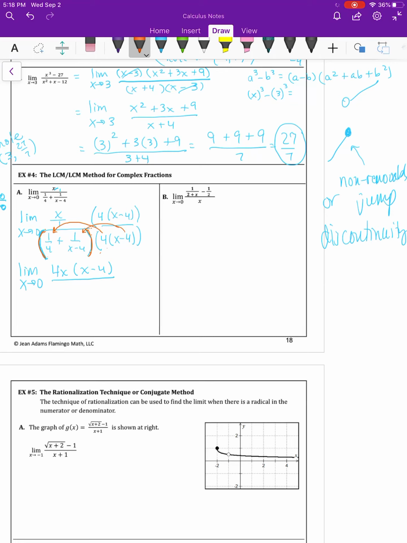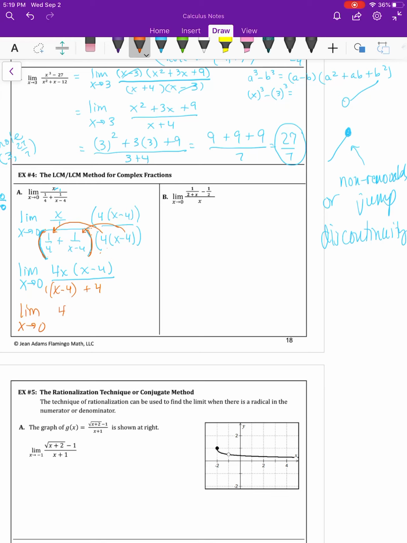So when you do that, my 4's are going to cancel for the first one. So I'm left with x minus 4, 1, really, times x minus 4. On the second one, my x minus 4's are going to cancel, and I'm left with just plus 4, 1 times 4. So now, limit as x goes to 0.